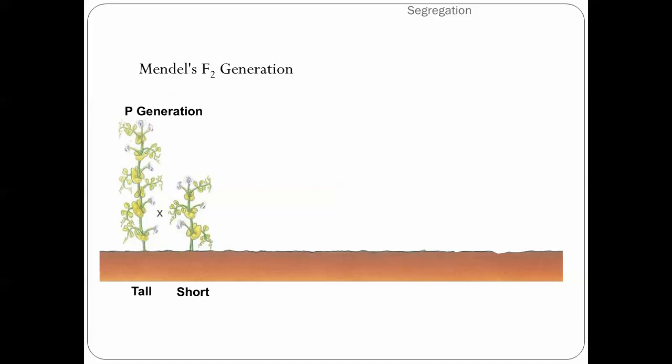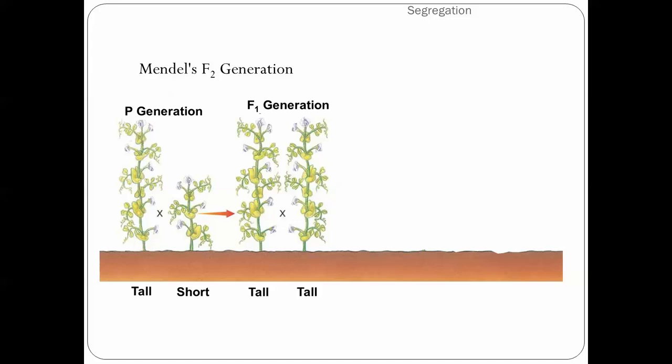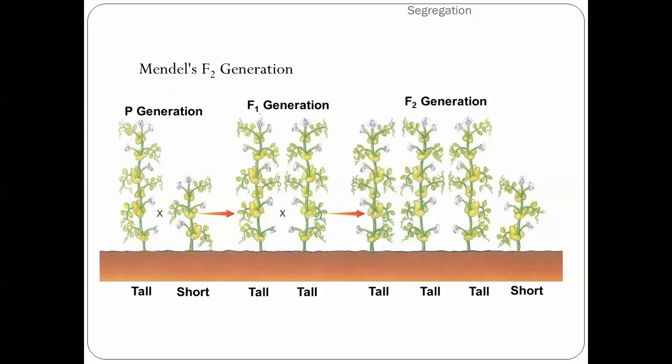We have our parent generation: one tall, one short. He mated those together and he got two tall plants. That's kind of what they expected, since the tall allele was present. However, once we took the two tall plants and mated them together, we actually got one short plant finally. So we had three talls and one short. That short allele was masked, but it came back into play and showed up in the F2 generation.